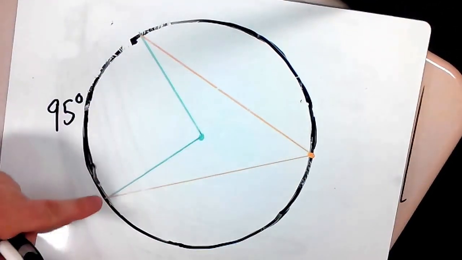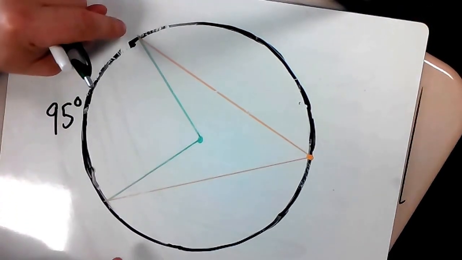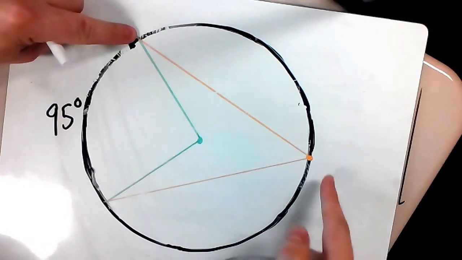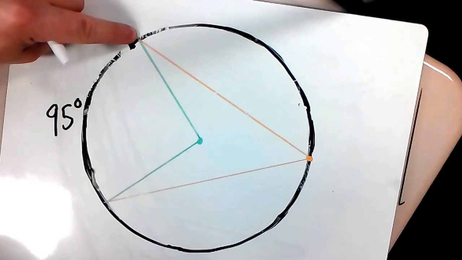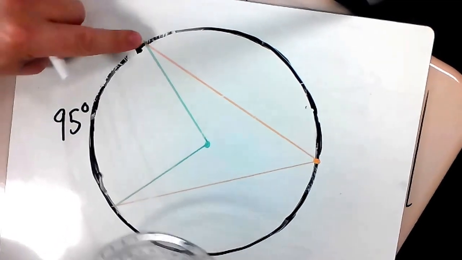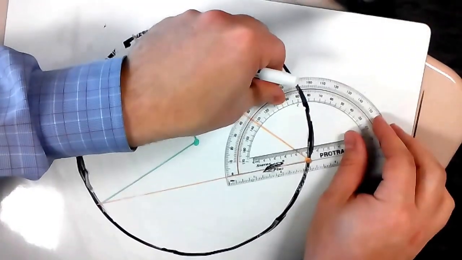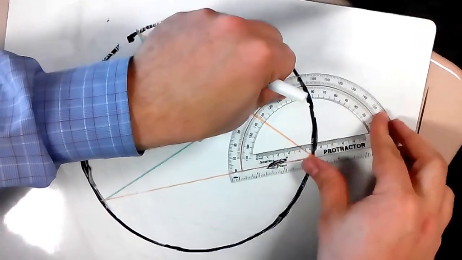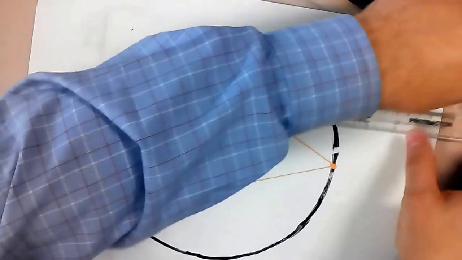This orange angle is called an inscribed angle. It's defined as inscribed because it goes from one point of the circle to the other, and the angle is inside the circle. So that is the definition of inscribed. When I measure this, I have about 47 degrees. Right? 95 degrees cut in half.